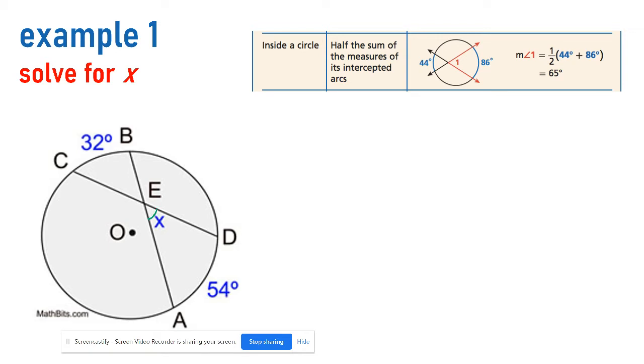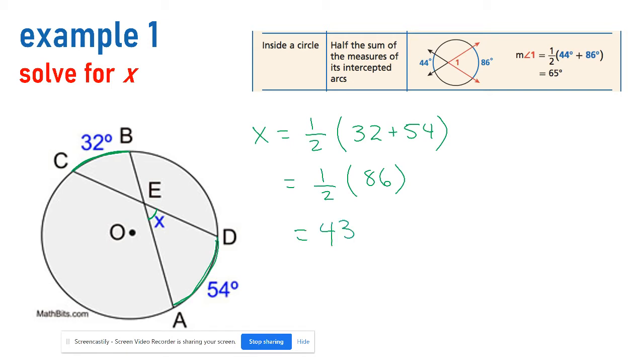So to do that, we look at the 2 arcs that are created by these intersecting lines. So we have the 32-degree arc, the 54-degree arc. What we're going to do is add those together and then cut them in half. So x is going to be 1/2 of 32 plus 54. And so if we add 32 and 54, we will get 86. And we just take half of 86. Just chop it in half, divide it by 2, you get 43. So x is a 43-degree angle.